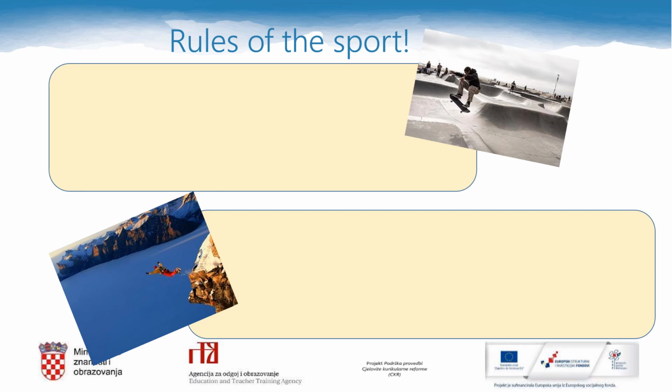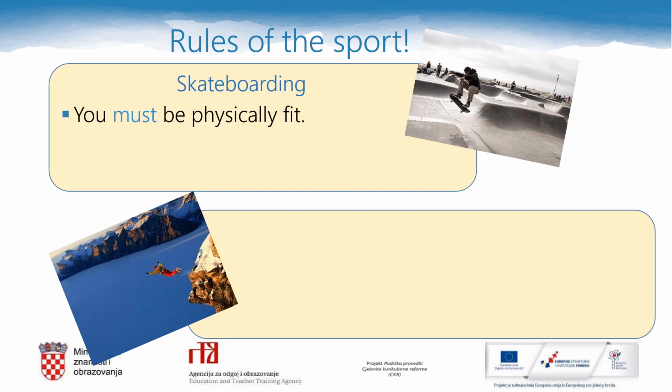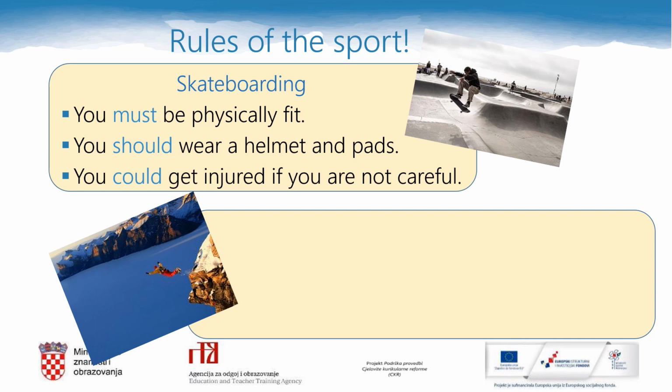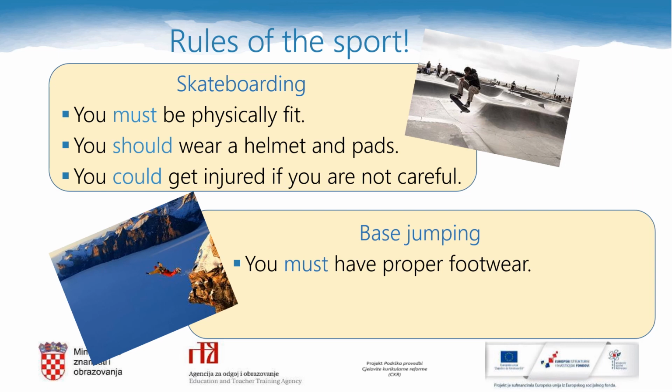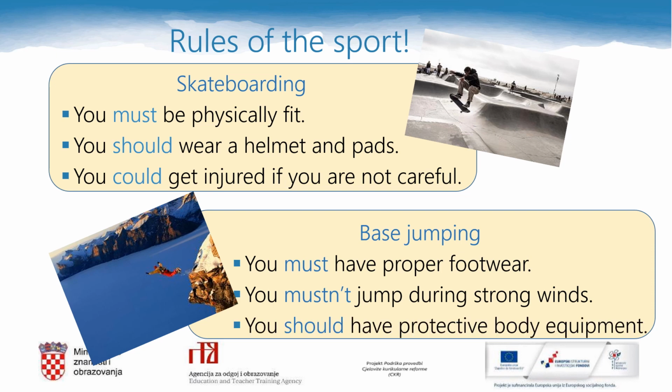We know that every sport has rules that have to be followed in order to prevent injuries and get results. Let's take a look at some rules of 2 sports. The first sport is skateboarding. And the rules are: you must be physically fit, you should wear a helmet and pads, and you could get injured if you're not careful. And another sport is base jumping. And the rules are: you must have proper footwear, you mustn't jump during strong winds, and you should have protective body equipment.